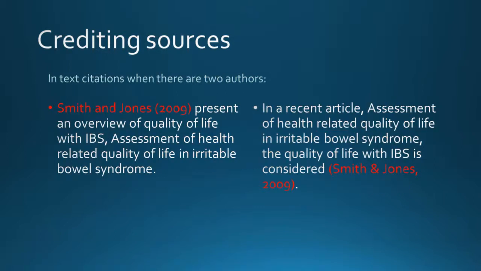Here are examples of in-text citations for a resource with two authors. Note that if the authors are mentioned in the sentence, you spell out the word "and," but if the authors' names and publication year are both in parentheses, use an ampersand, not the word "and." This in-text citation formatting remains the same for each subsequent citing of two author resources in your paper.